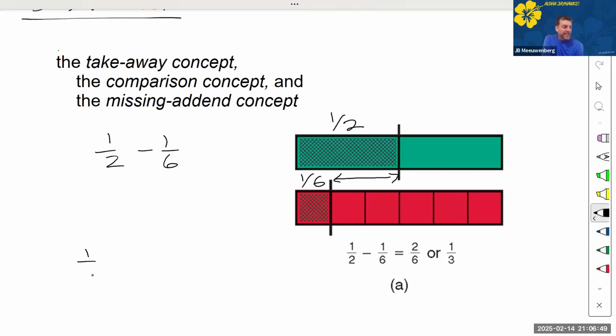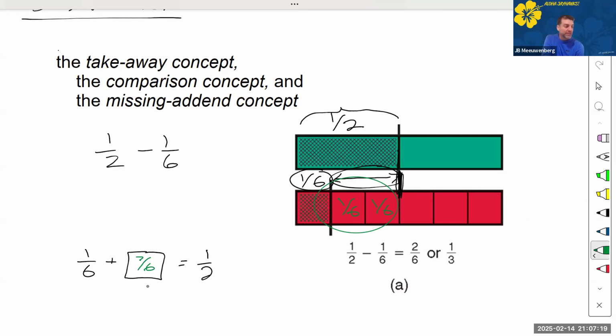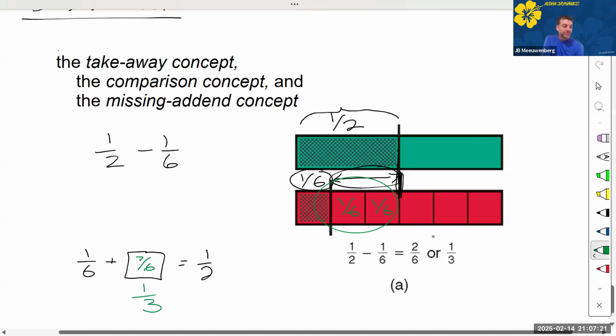If I had 1/6 and I added some number, it would have to equal 1/2. Here's your 1/6, we're adding this number, and the total then would be 1/2. And so you can see from this visual that if we line up these middle bars, oh, that works out very nicely. If this is 1/6 right here, then this has to be a 1/6, and this has to be a 1/6, making this a total of 2/6. Or if we reduce it, 1/3.